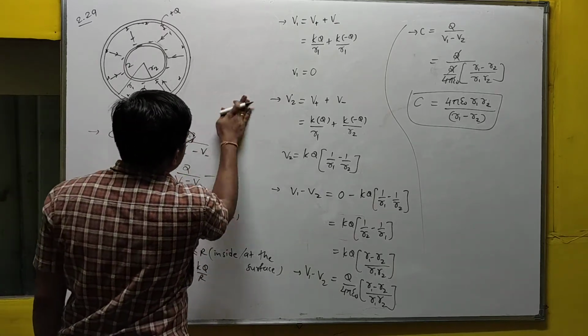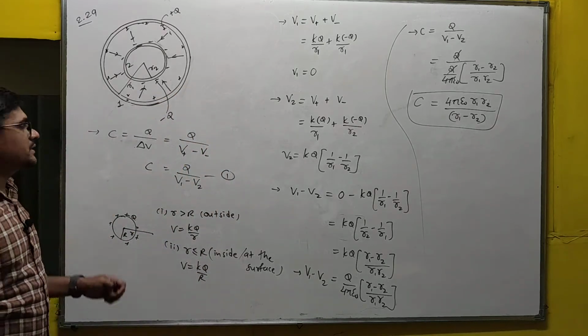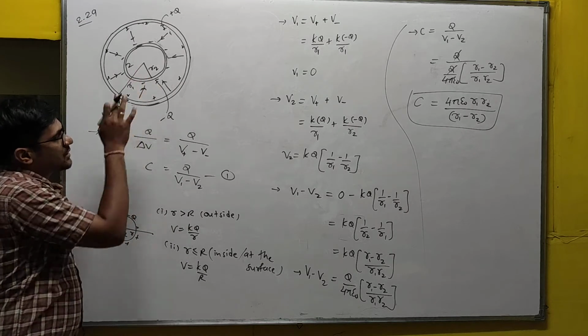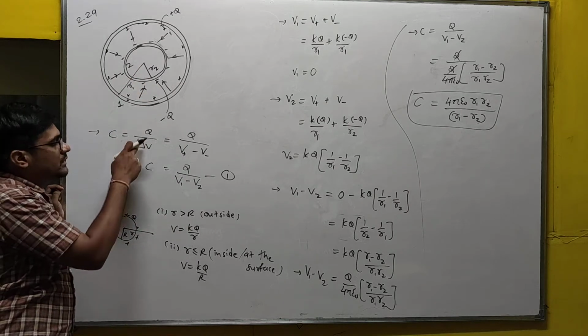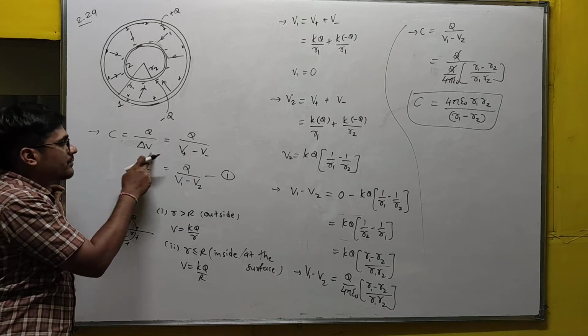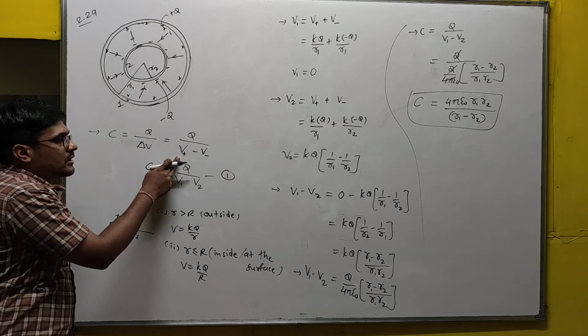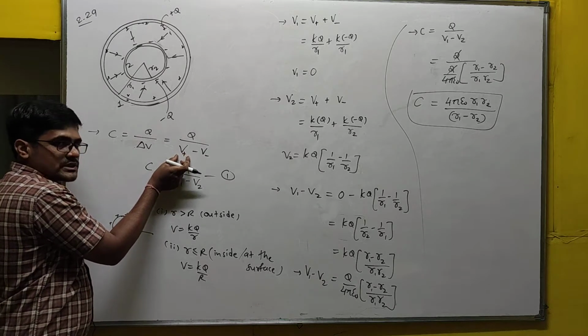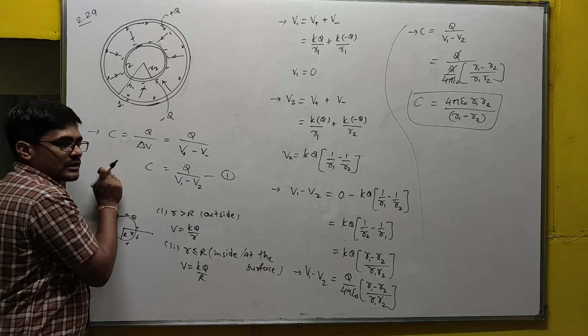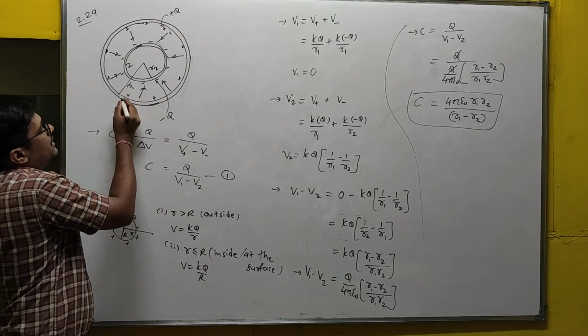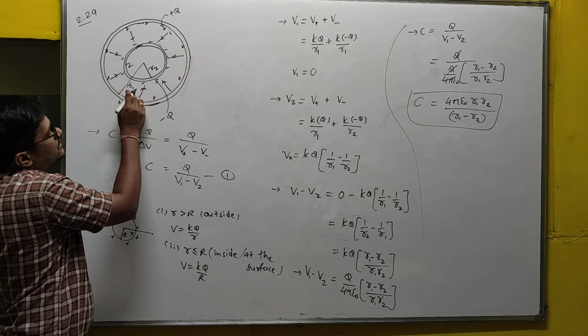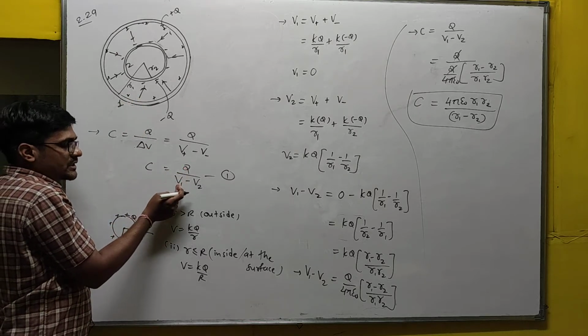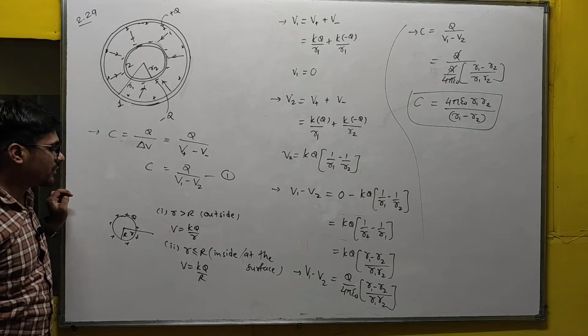Now this is a system of two conductors. As we know, the capacitance of this system is equal to the magnitude of charge divided by the potential difference. The potential difference is between the sphere having positive charge and the sphere having negative charge. The first sphere has positive charge, so we write the potential difference as V1 minus V2.